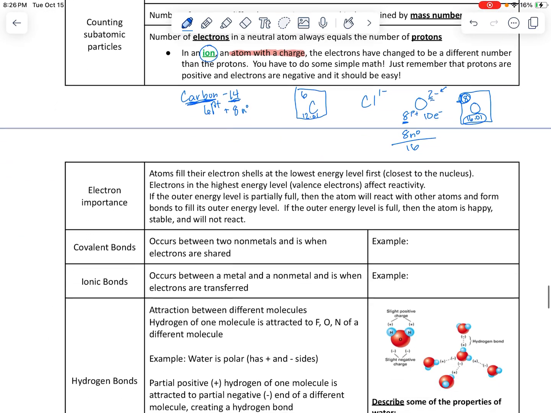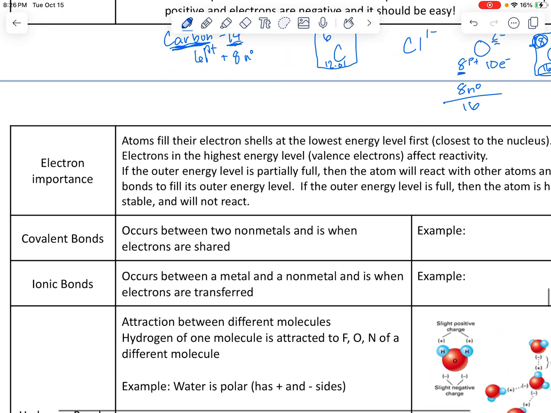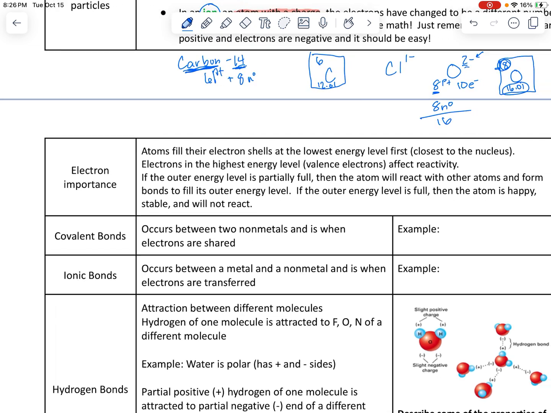All right, so what's the importance of electrons? If obviously they don't count toward mass, why do we even worry about them? Well, because it's the electrons that actually determine the bonding of the atom. Atoms want to follow what's called the octet rule. I'll write it out here. They prefer to have, think oct, 8 electrons in their outermost shell.